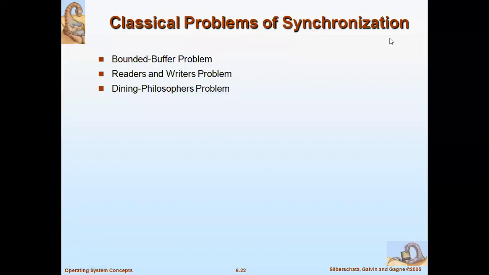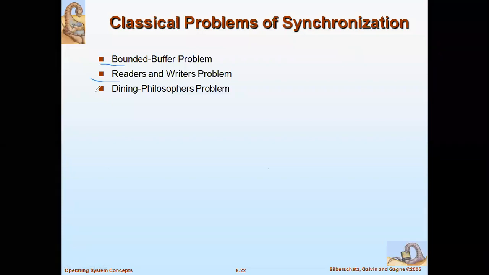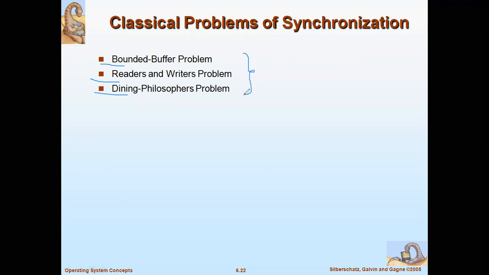Hello students. So now we will see a few classical problems on synchronization. We have three classical problems on synchronization, that is the bounded buffer problem, the readers and writers problem, and the dining philosophers problem. As I said, there is a problem called the critical section problem, so we need to find solutions to it.